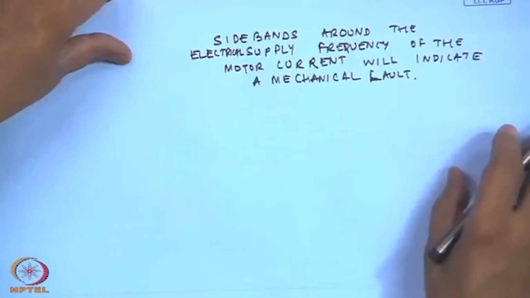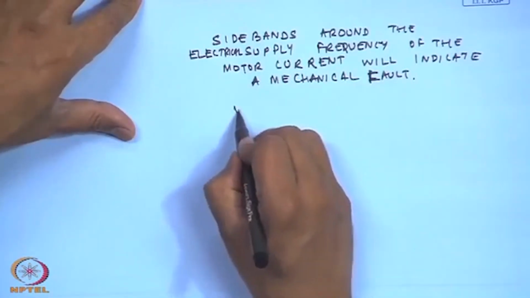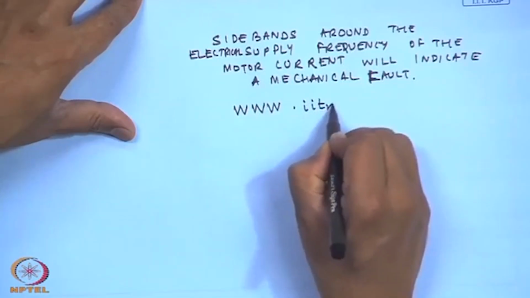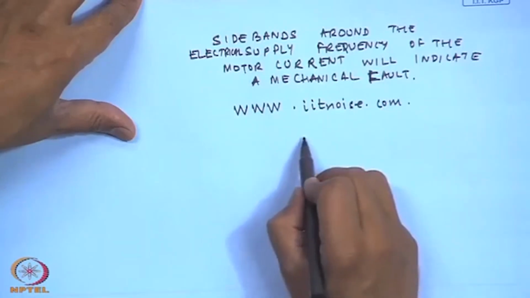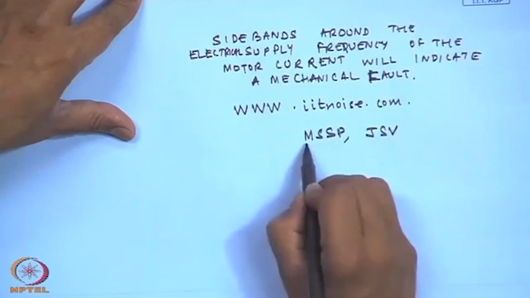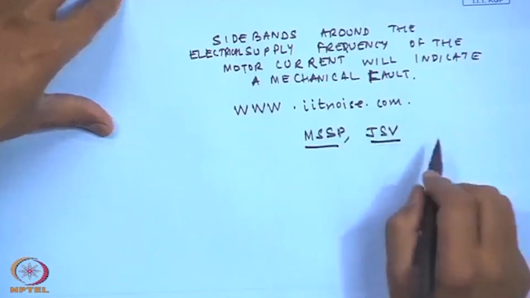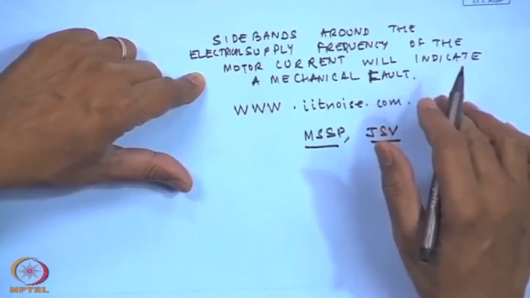This we have successfully used to demonstrate gearbox fault, and more details about this can be found again at my website, and you can refer to some papers in journals like MSSP or JSV, Mechanical Systems and Signal Processing, or Journal of Sound and Vibration, my publications, and then you will see how this motor current signature analysis has been used to find out gearbox faults in the laboratory.